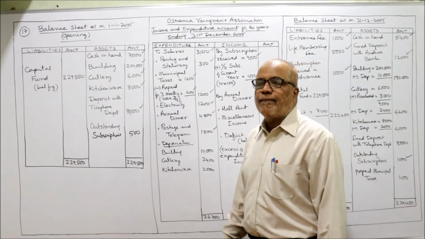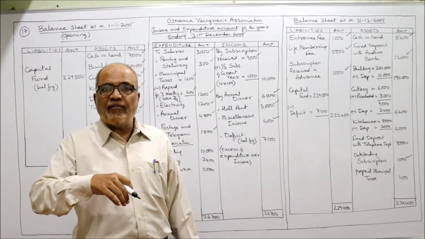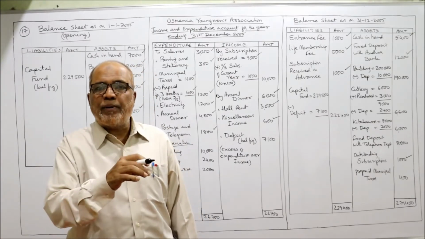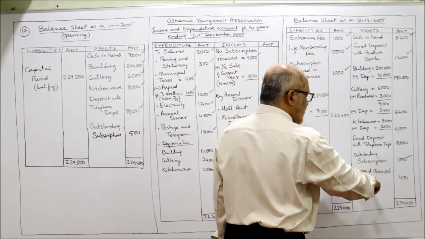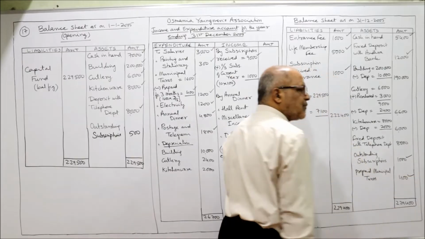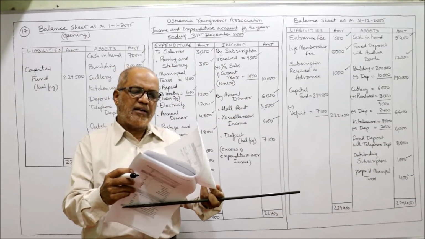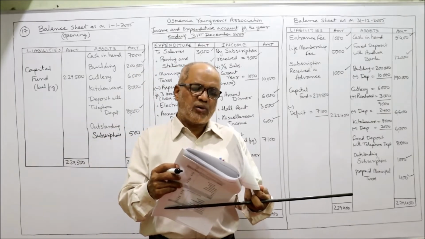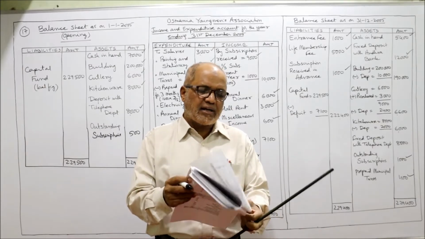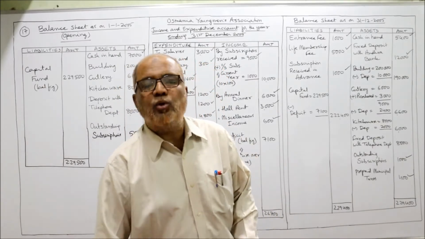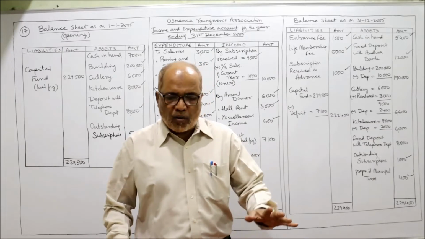Now this prepaid municipal taxes is an asset. We have paid in advance for the next year. So this prepaid will come on the asset side of the balance sheet. On the asset side of the balance sheet, you can see prepaid municipal taxes 400. That's all. Now the last sentence is, you are required to prepare an income and expenditure account for the year ended 31st December 2005 and balance sheet as on that date after making the necessary adjustments. So it is asking you to make the income and expenditure account and balance sheet after making adjustments. Now one point is there.